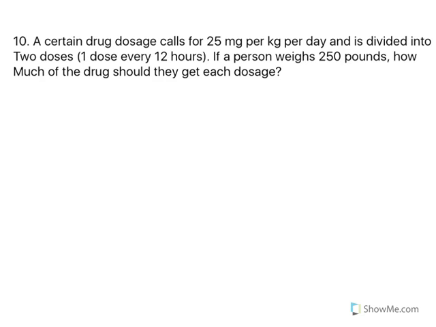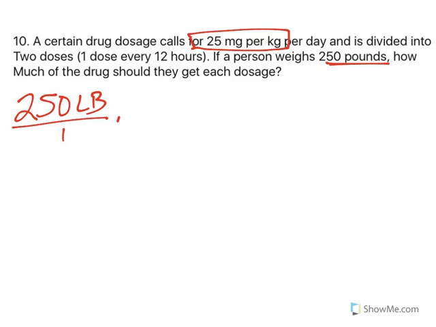Number 10, a certain drug dosage calls for 25 milligrams per kilogram per day, and it is divided into 2 doses, 1 dose every 12 hours. If a person weighs 250 pounds, how much of the drug should they get in each dose? Well, 25 milligrams per kilogram, you start with 250 pounds. So your first step is to take the 250 pounds and change that to kilograms. Recall that 1 pound is 0.4536 kilograms. That gets me out of pounds into kilograms.